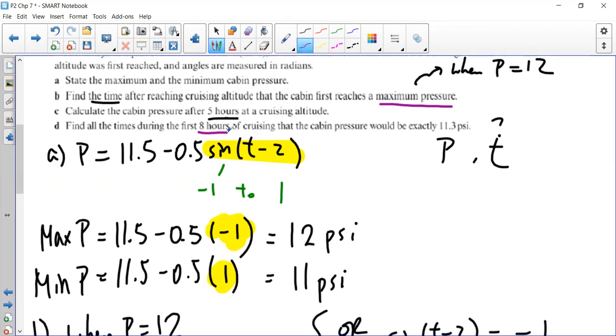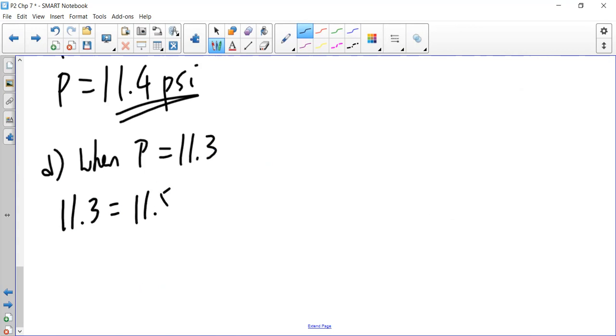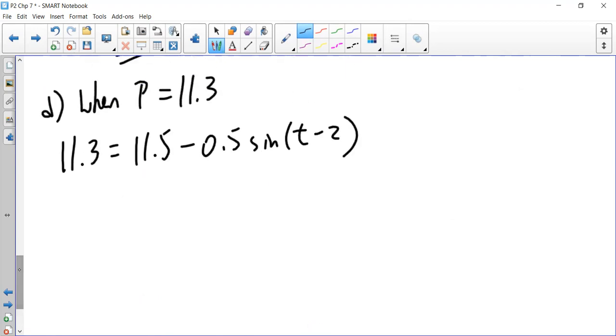Whereas we're given P, which is 11.3, so we're going to use this information. When P equals 11.3, that's what we calculate. We sub in again: 11.3 equals 11.5 minus 0.5 sine(t minus 2). We've used it so many times I can even remember it in my head. Bring the 11.5 across, the left side becomes negative 0.2 equals negative 0.5 sine(t minus 2). Divide by negative 0.5, and you should get 0.4.